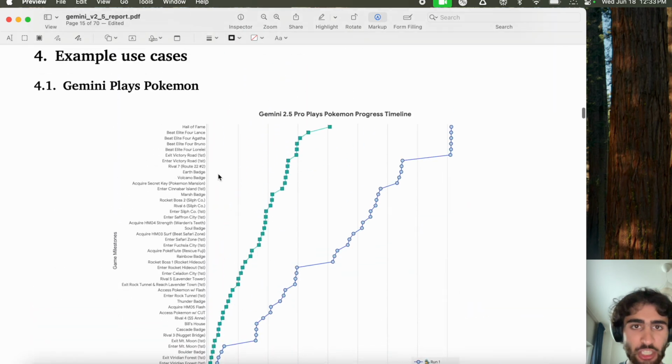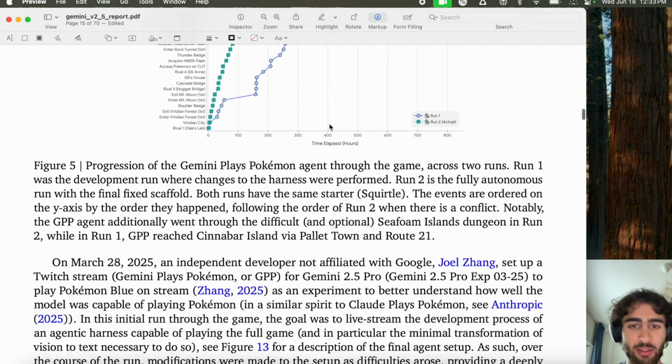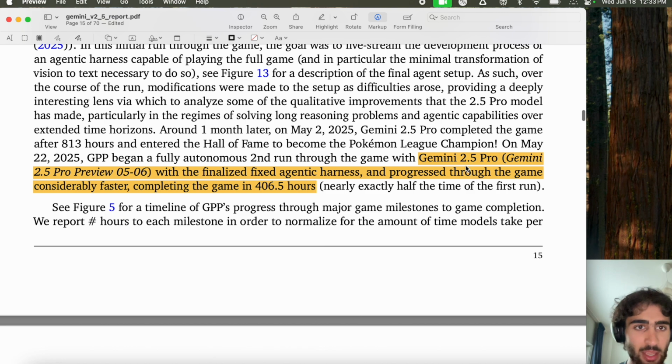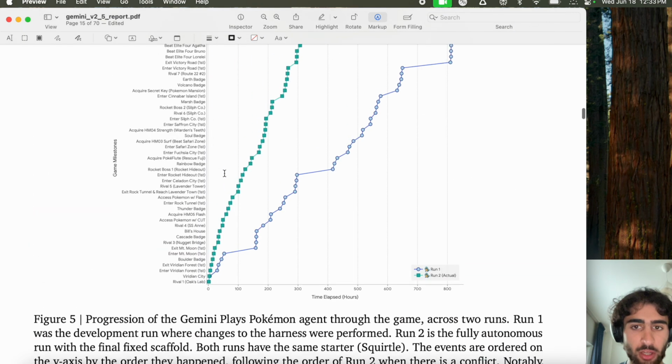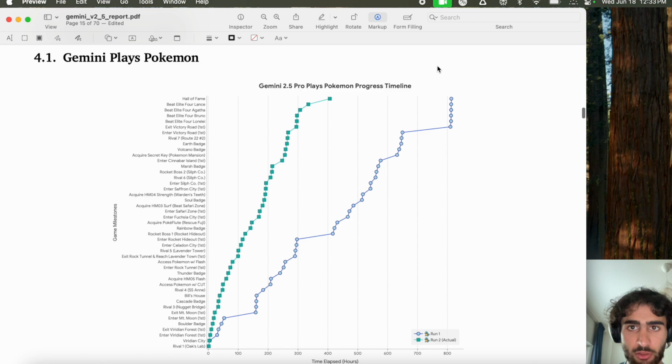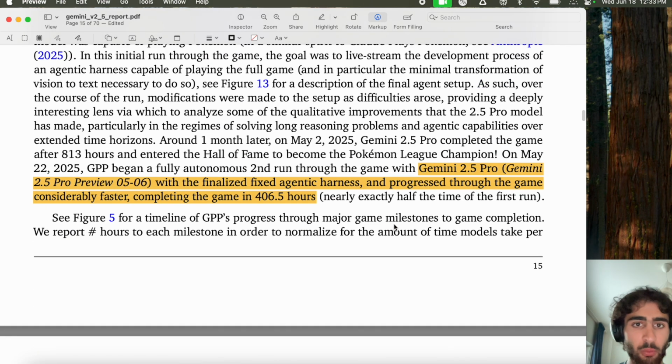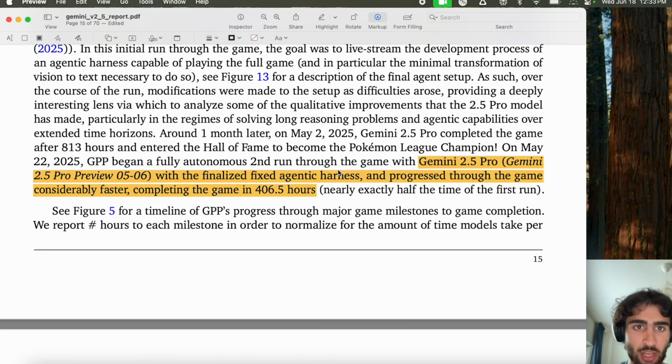They mentioned Gemini 2.5 Pro playing Pokemon, and that was quite interesting. One thing worth noting is that whereas the initial model took 800 hours to complete, the second model, which had an improved agentic harness, which essentially means it was interacting with the game in a more efficient way, took essentially just half that time. So it went from 813 hours to 406.5, which once again is nearly exactly half the time of the first run. So quite an impressive improvement over just a few months.